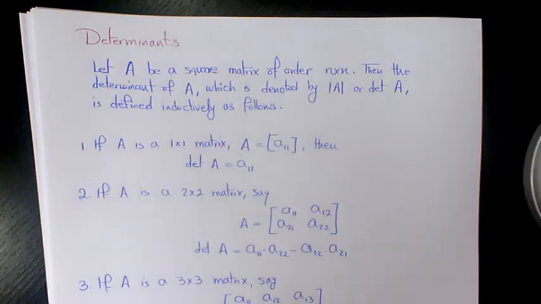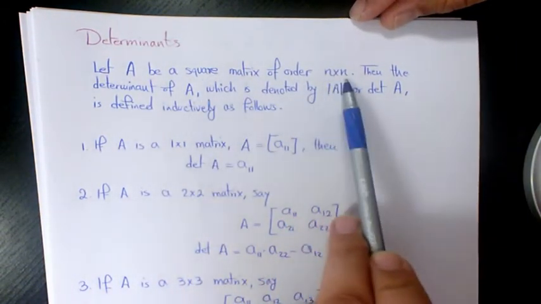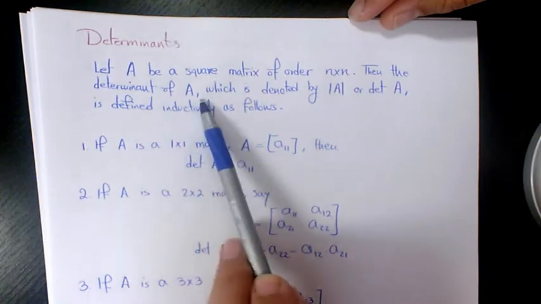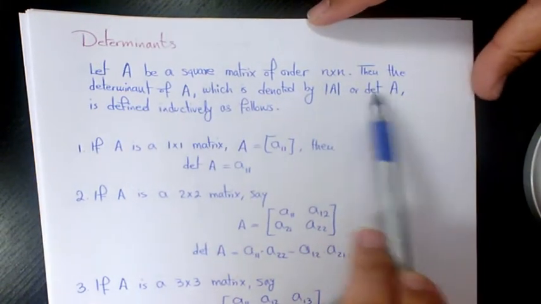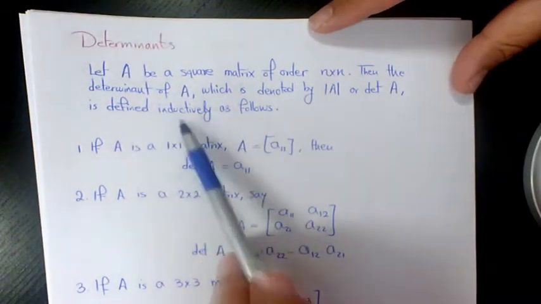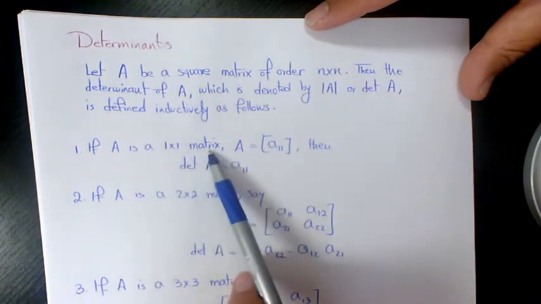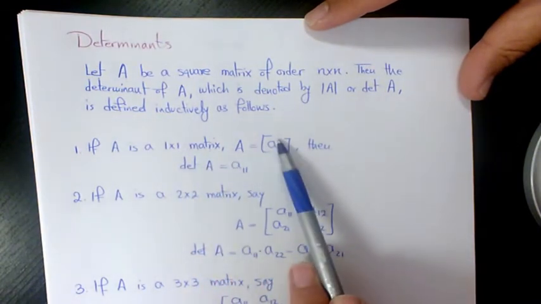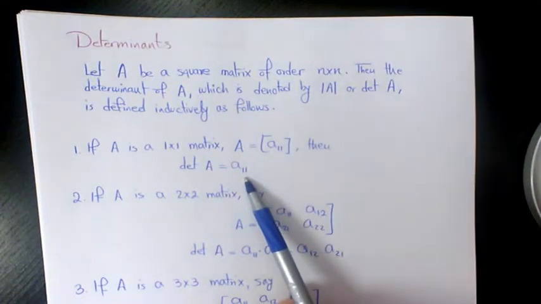Welcome to another video. In this video I want to talk about determinants of matrices and some other topics related to determinants. So first of all, let A be a square matrix of order n by n. Then the determinant of A, denoted by |A| or det A, is defined inductively as follows. If A is a 1 by 1 matrix, then we have only one element, and the determinant of this matrix is going to be that element.